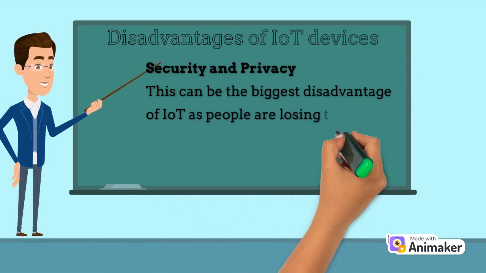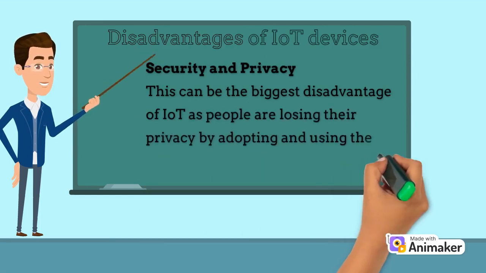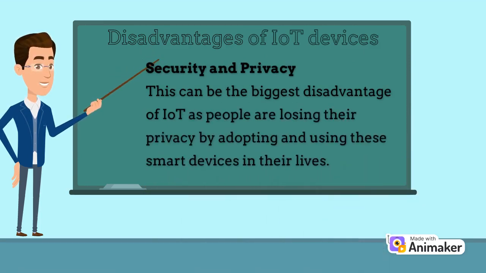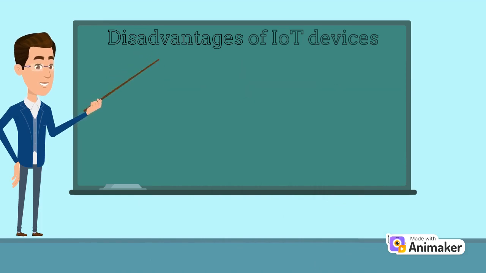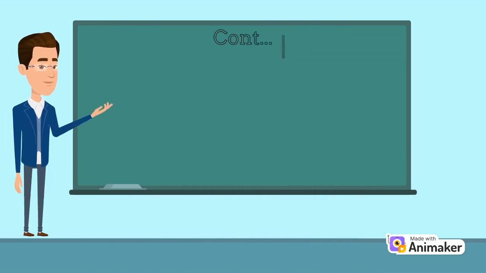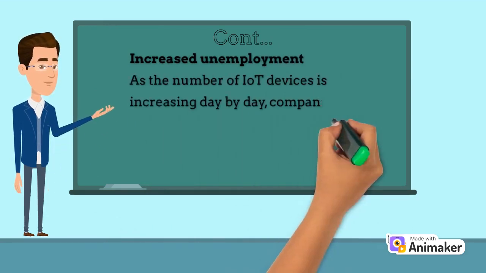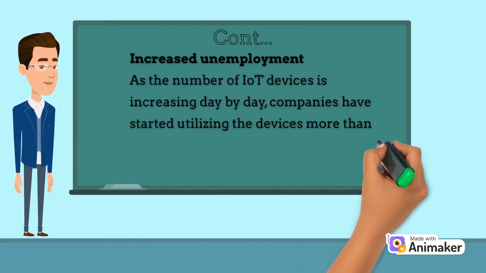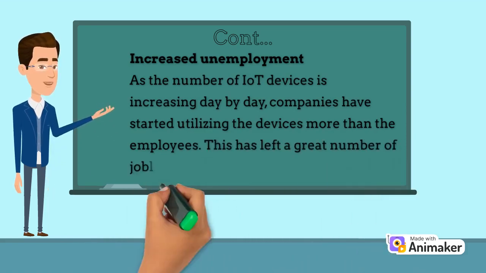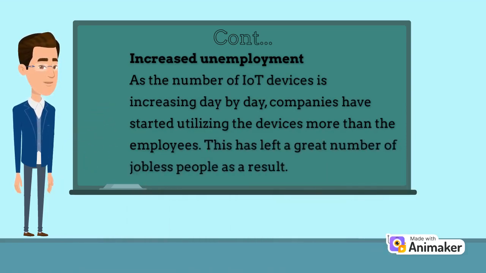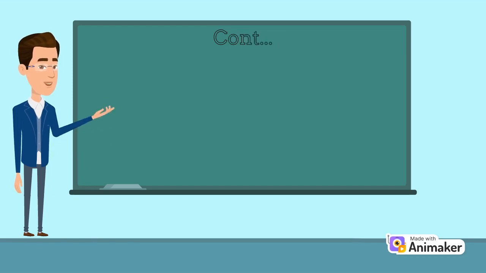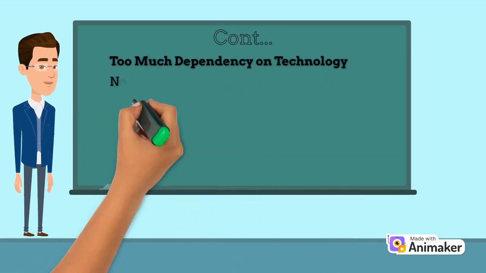Disadvantages of IoT devices. Security and privacy. This can be the biggest disadvantage of IoT, as people are losing their privacy by adopting and using these smart devices in their lives. Increased unemployment. As the number of IoT devices is increasing day by day, companies have started utilizing the devices more than the employees. This has left a great number of jobless people as a result.